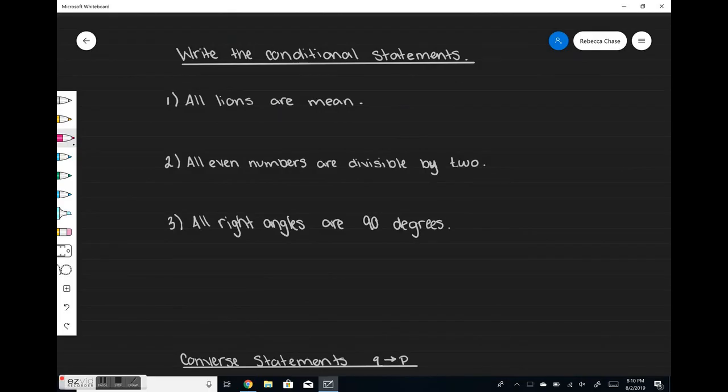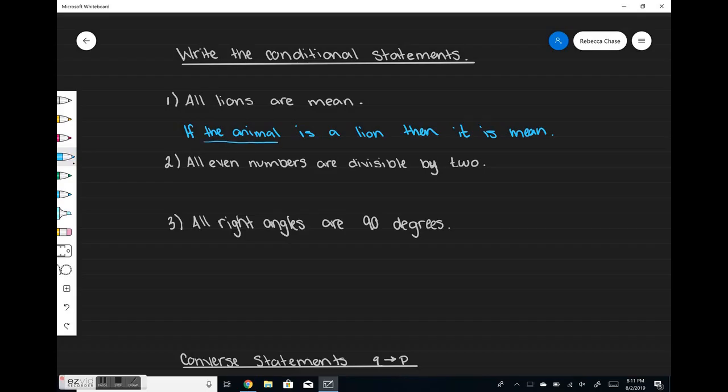So if we scroll down, all right, write the conditional statements. So what we're going to do is we're going to take the sentence it gives us and write it in conditional statement form, meaning put an if in there, put a then in there somewhere. All right, so this says all lions are mean. So if I were to write the conditional statement, I would say: if the animal is a lion, then it is mean.